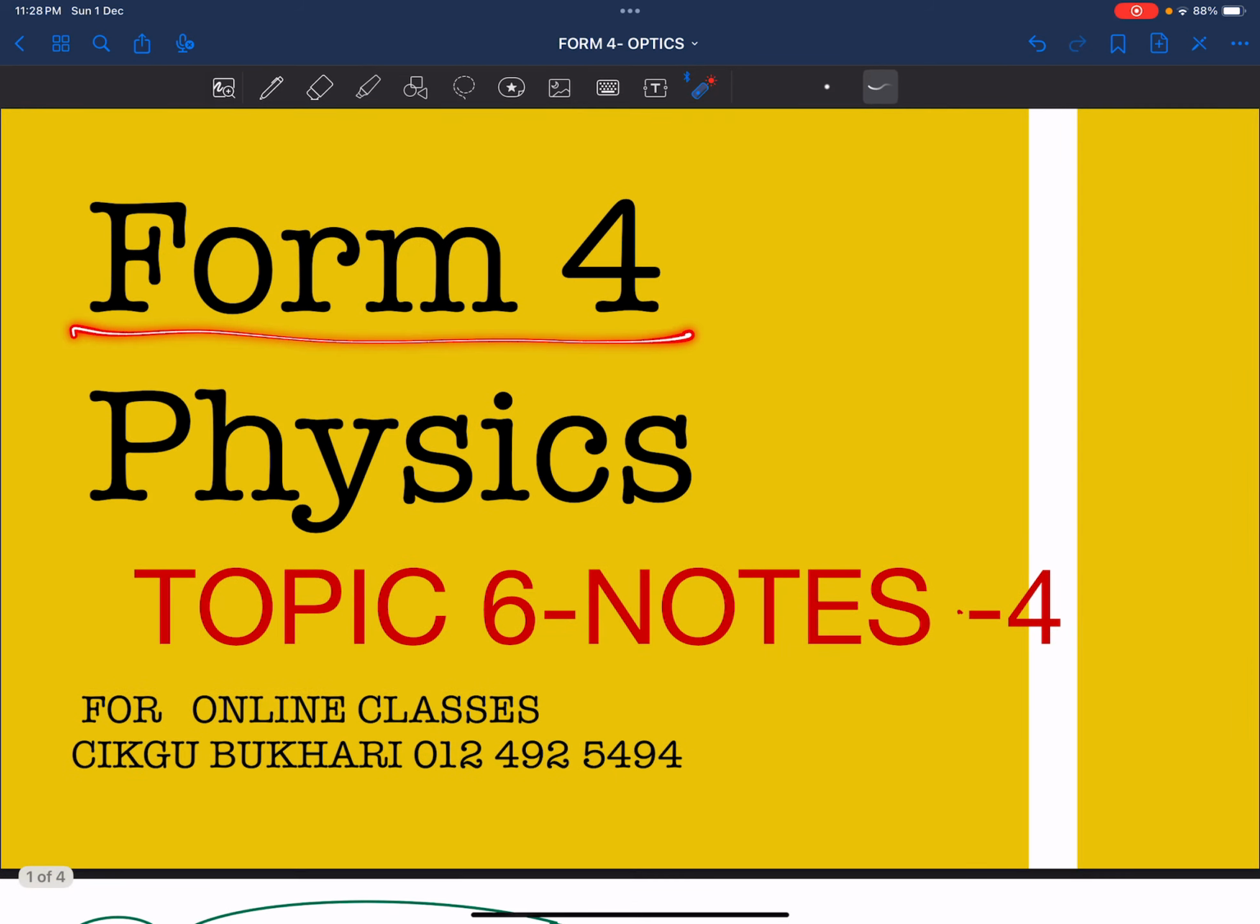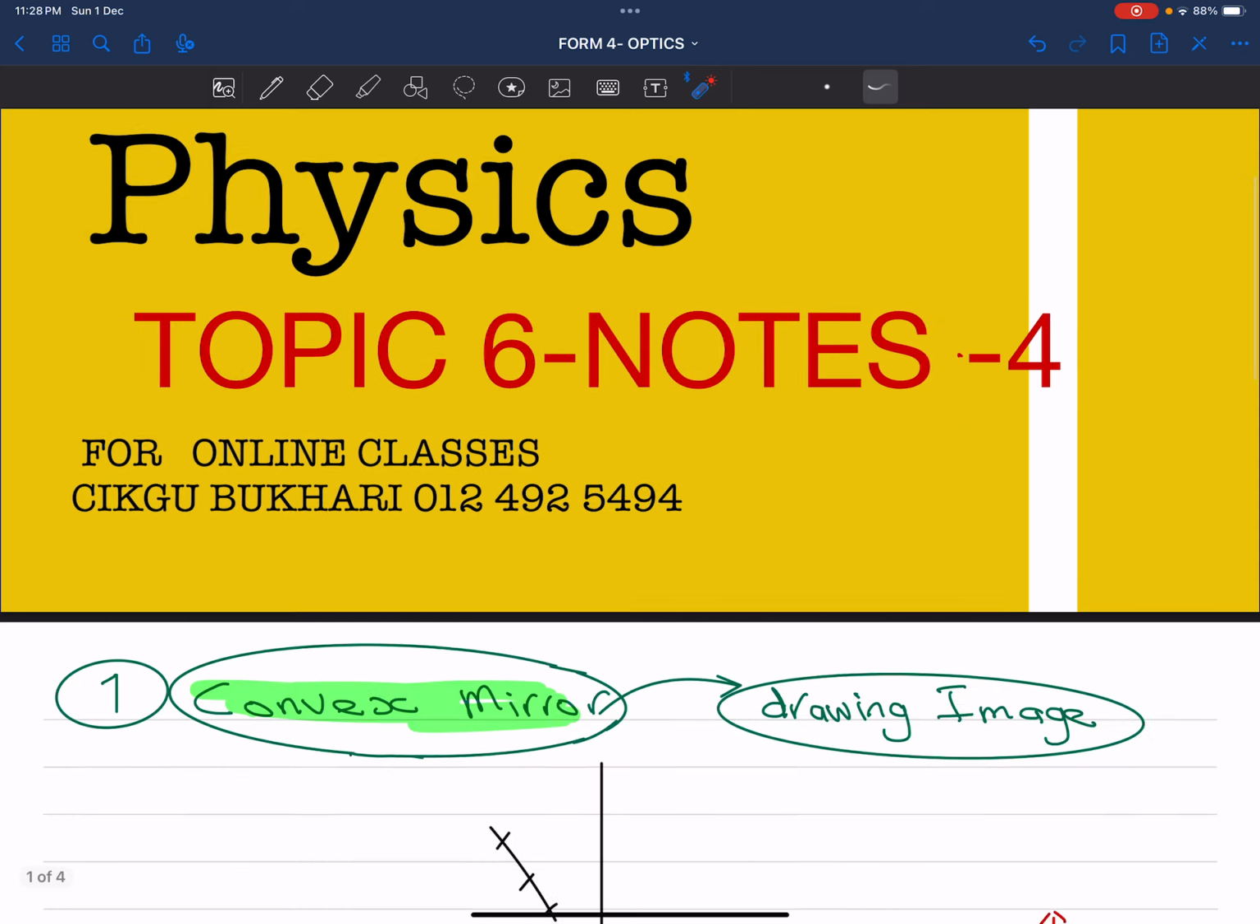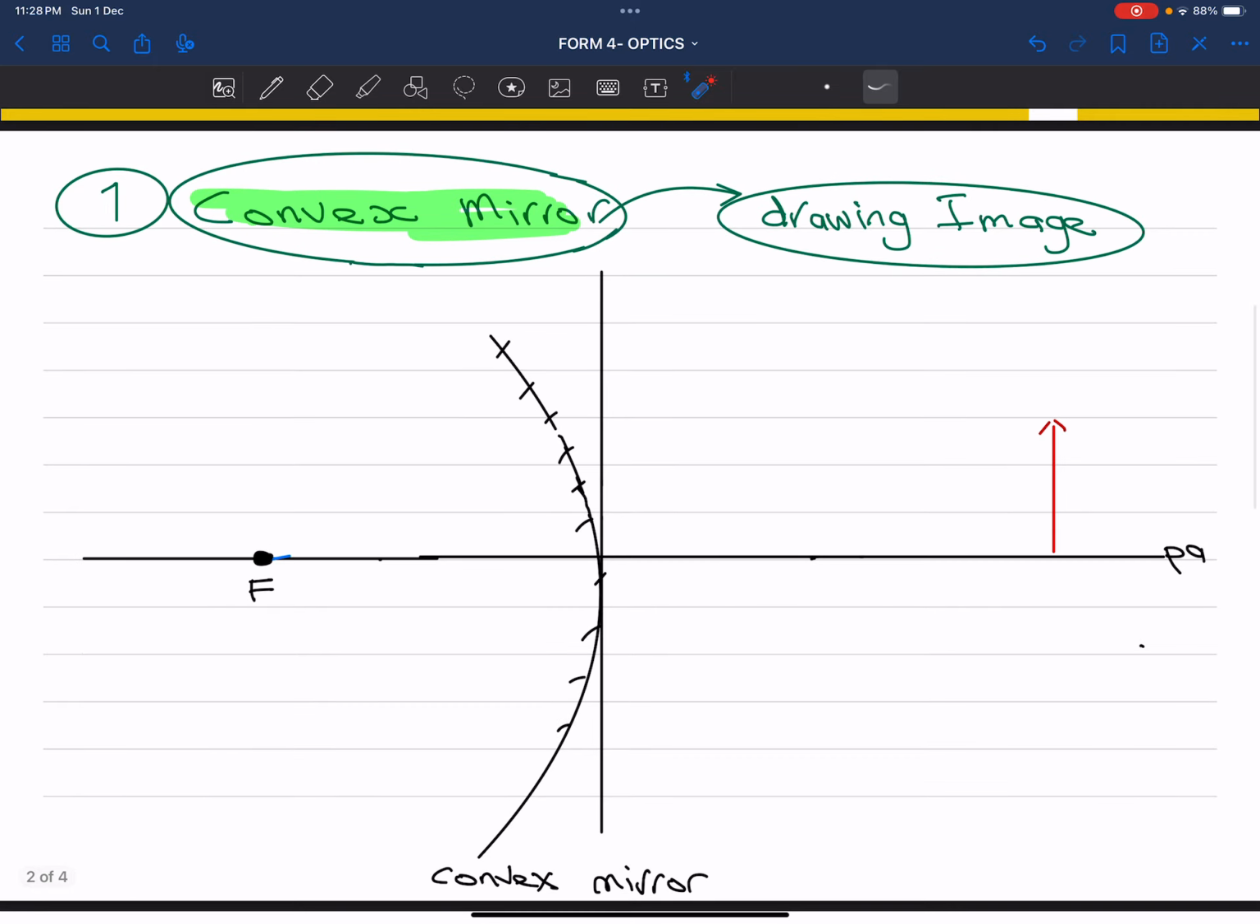Welcome, Form 4, Physics, Topic 6, Optics, Notes, Lesson 4. Before you watch Lesson 4, you must have watched Lessons 1 to 3 to understand better. We continue on our convex mirror. Today's lesson: how to draw the image.